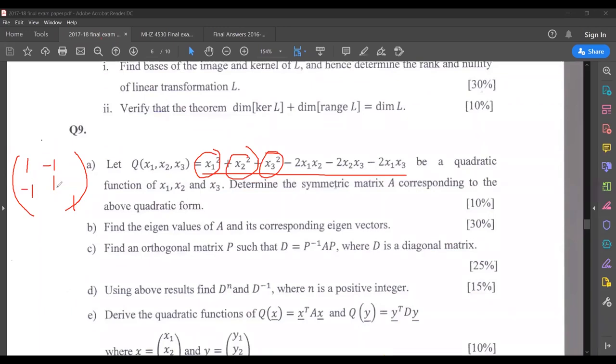X2 and x3 is the second row, third column. Second row, third column is this location. This one. Here again, minus 1. There is another location, that is the third row, second column. So here, minus 1. And the last one, again, minus 1 and minus 1. Right?